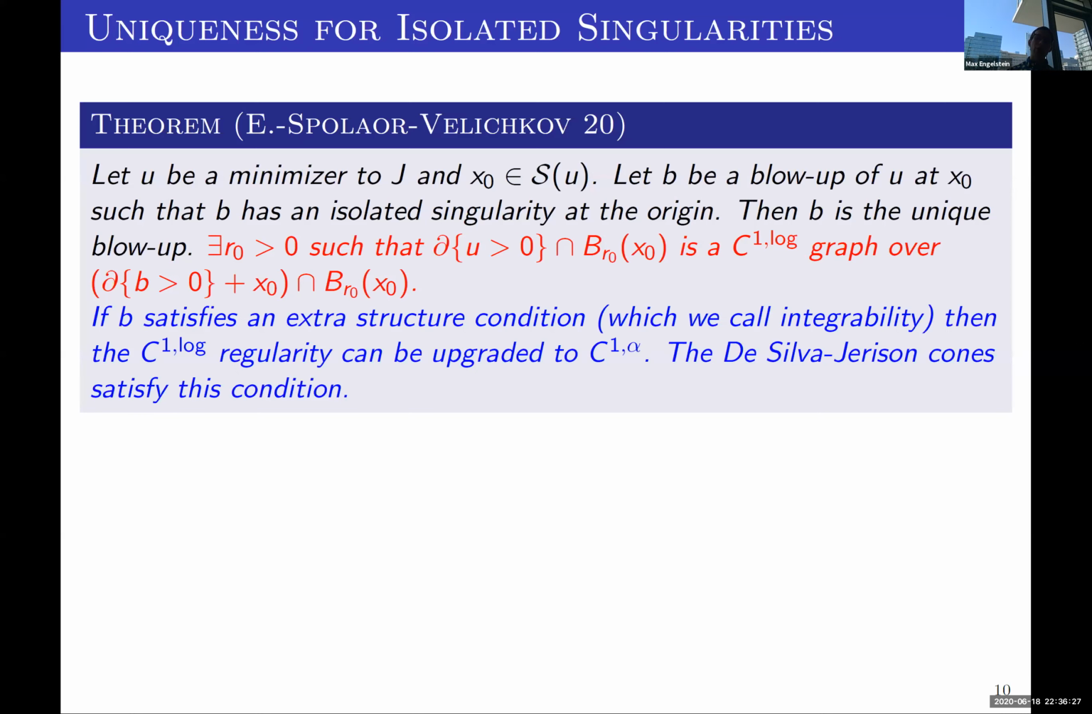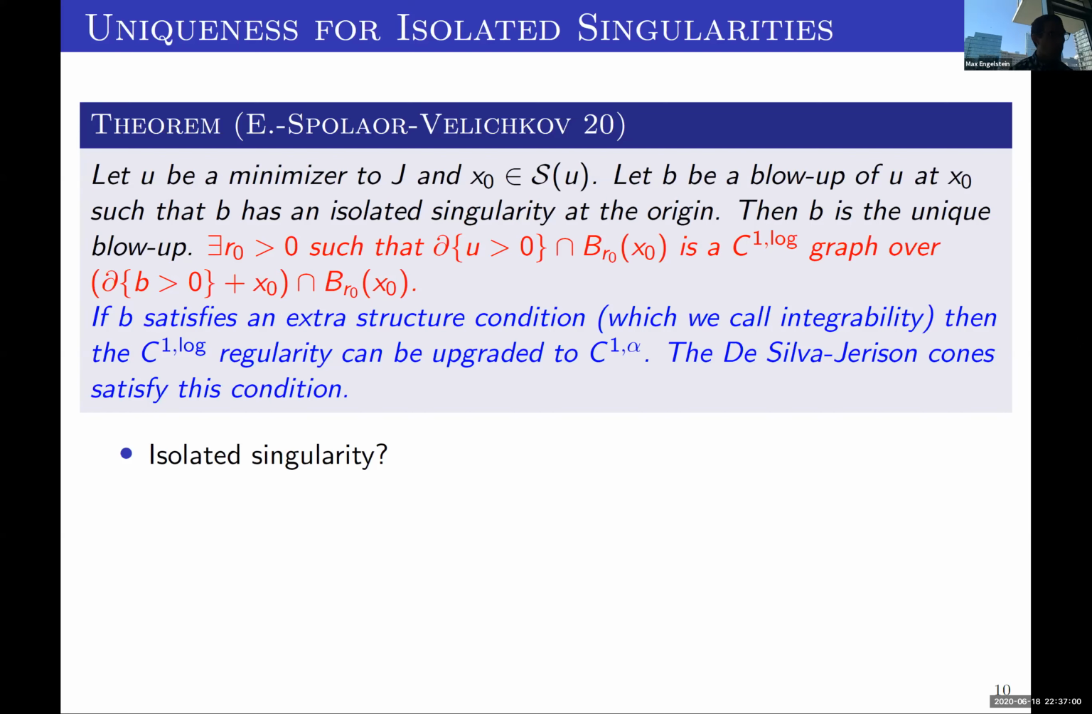And actually, if your blowup satisfies an extra structural condition, which we're going to call integrability, and we'll talk about that more later, then the C1 log regularity can be upgraded to C1 alpha. And what's really nice is we do a computation to show that these de Silva-Jerison cones, the only examples of minimizing cones we know, actually satisfy this extra structure condition. So we really do get C1 alpha regularity at these cones. Okay. I've already sort of talked to you about the isolated singularity versus non-isolated singularity. As we go through the proof, we'll see why that distinction is incredibly important.